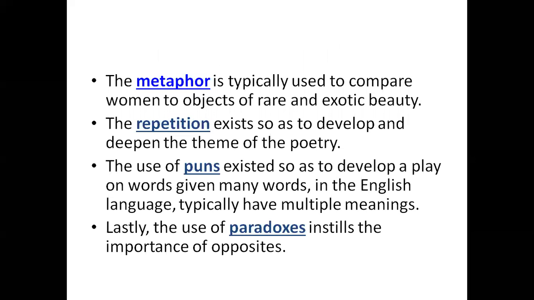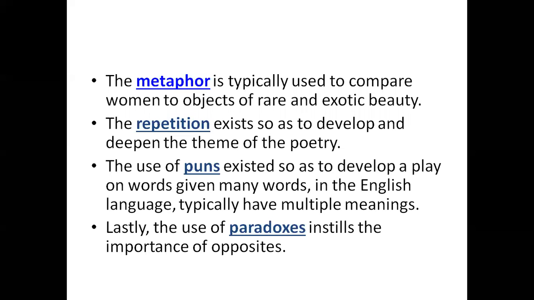Generally, metaphor Elizabethan poetry में किस purpose के लिए use हुआ? It was used generally in metaphysical poetry, जो कि एक certain kind of poetry थी which was written during the Elizabethan era, and metaphors were used generally to compare women to objects of rare and exotic beauty. यानी उस तरह के beauty के objects के साथ which were not very common, and these objects were compared to the beauty of a woman in order to express the intensity of how beautiful a woman can actually be.